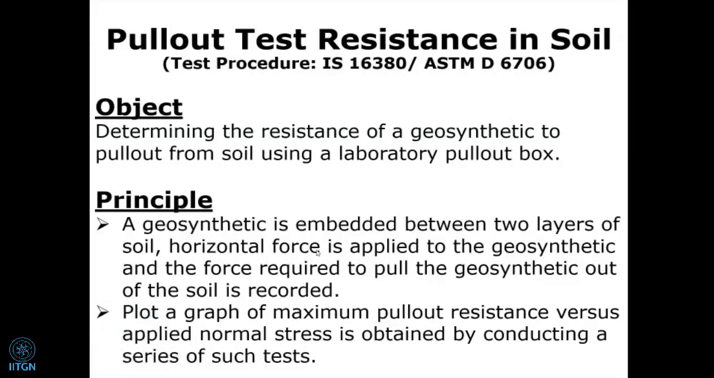The principle of this test is that geosynthetic is embedded between 2 layers of media, maybe fine soil, maybe coarse soil or coarse grain aggregates. And then a force is applied vertically over this system and a horizontal pull force is also applied on the geosynthetic. And now we have to record the maximum pull-out resistance under the applied normal stress, different normal stresses, and we have to obtain a number of test results by doing this, and then we can calculate the pull-out resistance in the different conditions under different normal stresses.